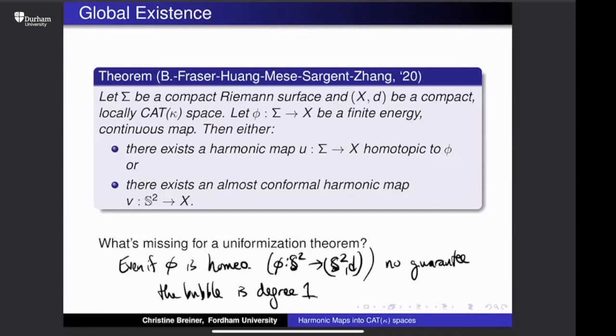Right? There's no guarantee that in the second case... in the first case, of course, you'd have at least a degree 1 harmonic map, but you don't know that you ended up with a homeomorphism. Although, if it's degree 1, you might think, well, if we want to have smaller energy, we would expect a degree 1 map to be a homeomorphism.